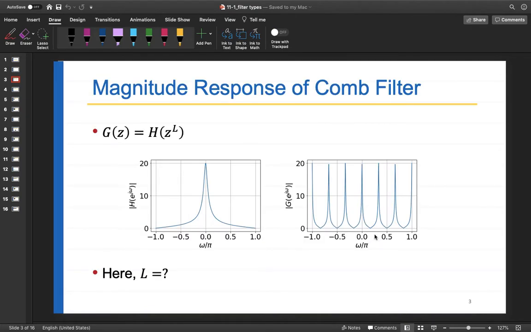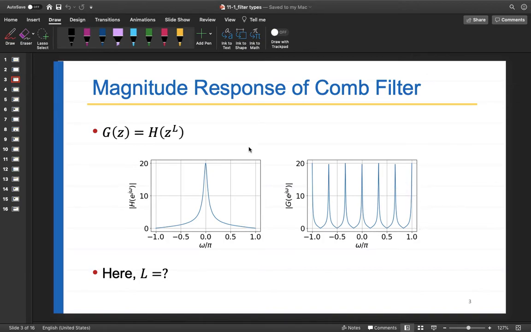Okay, so just to show you a figure, this is the magnitude response of a comb filter. You can see, if this is a single spike, then this will have multiple spikes. So this is a low pass filter. It allows low frequencies to pass and cuts off the higher frequencies. But this is a comb filter, which has multiple pass bands. It allows frequencies close to zero, but also in other regions. It looks like a comb, right? So that's why it's called a comb filter.